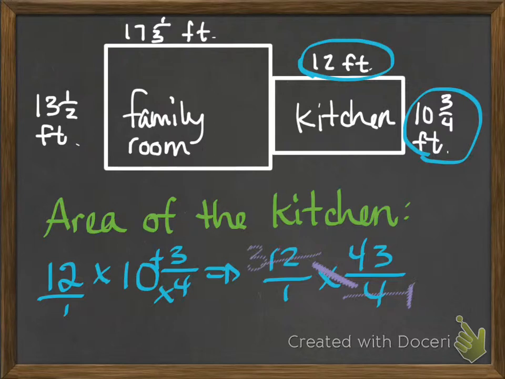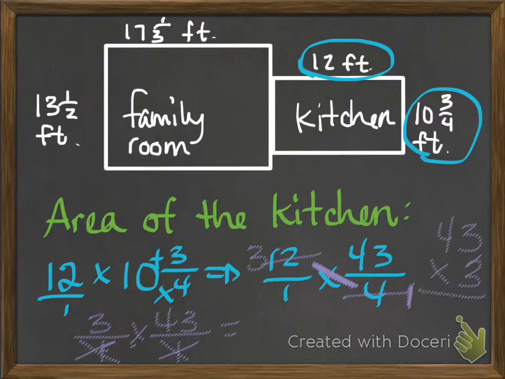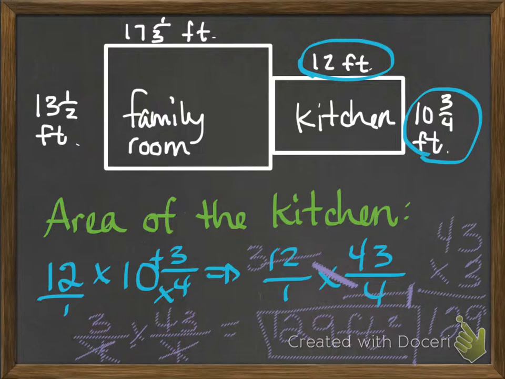So now I have 3/1 times 43/1. So I'm going to multiply. I know that 3 over 1 is just 3, and 43 over 1 is just 43. So I'm going to just get rid of those ones and just multiply 43 times 3. So 43 times 3. 3 times 3 is 9. 3 times 4 is 12. So 129 feet squared. So now I'm going to take both the kitchen and the family room. I'm going to subtract the kitchen area from the family room's area.